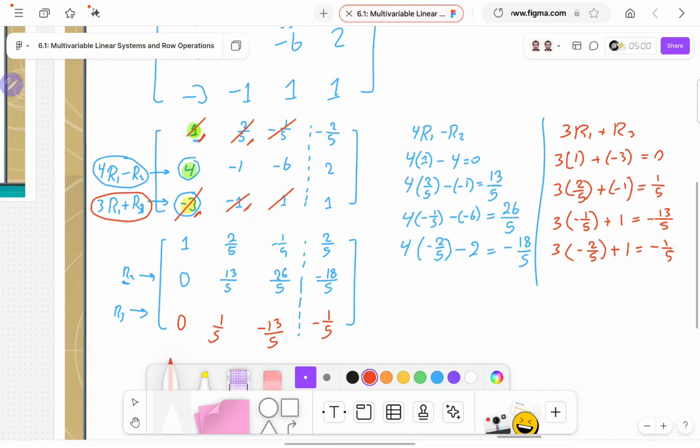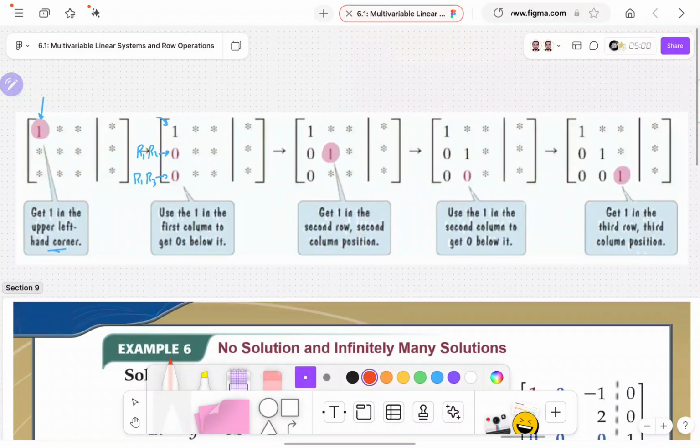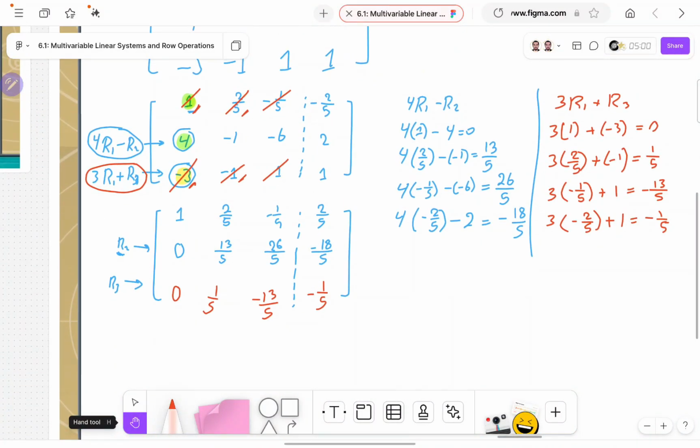Now, after we finish from row 1 and row 2 and row 3, we make this value, as I told you, 1, and we made this one 0 and this one 0. So 1 0 0. Look here, 1 0 0.